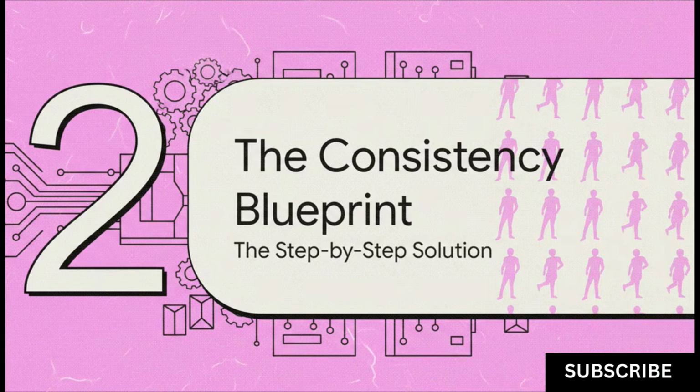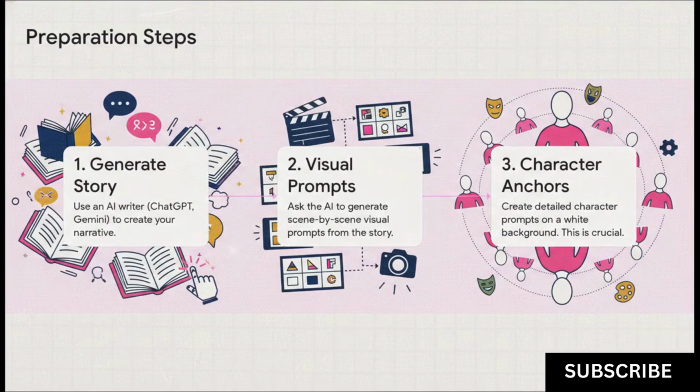So, how do we get those perfect results on the right? It all comes down to the solution we're calling the consistency blueprint. This is the foundation, the step-by-step process you can follow to get those consistent, pro-level results every single time. The whole thing kicks off with 3 really crucial prep steps. First, you generate your story. You can use an AI writer like ChatGPT for this. Second, you ask that same AI to act like a professional animator and break your story down into visual, scene-by-scene prompts. And third, and this is the absolute game-changing step that most people miss, before you generate a single scene, you have to create what we'll call character anchors.